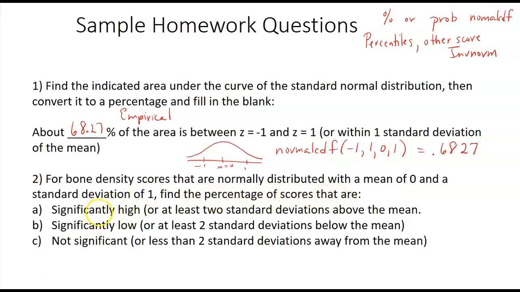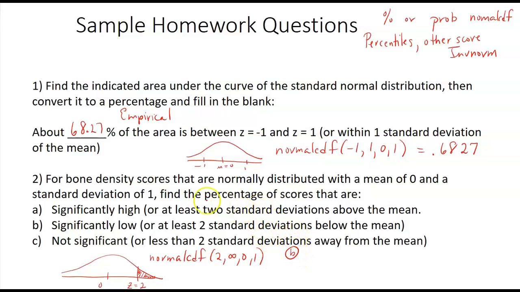So to be significantly high, we need to be at least 2 standard deviations above the mean. So what that's going to mean is 2 standard deviations is going to be represented by a z-score of 2. So if you're at least 2 standard deviations above the mean, you're going to be finding this part of the graph. So we would have a normal CDF from 2 to infinity to answer part A.